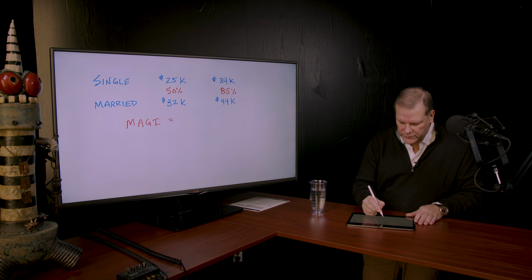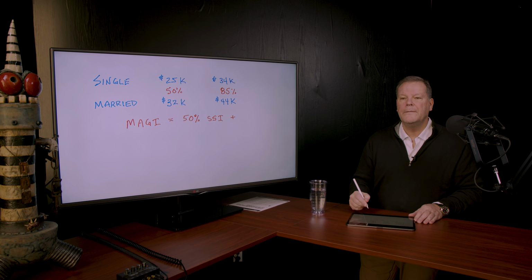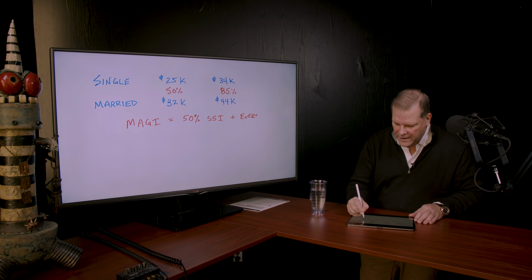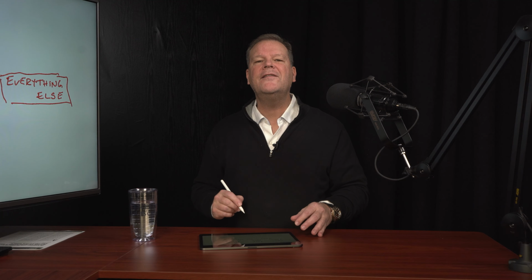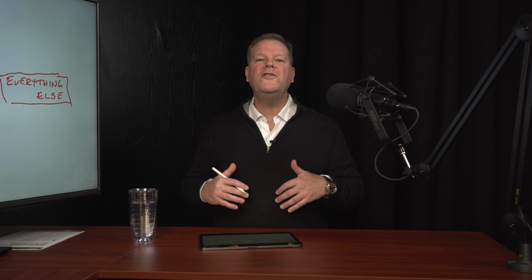It works like this. It is equal to 50% of your Social Security income. So whatever you get gross for Social Security, you take half of that number, plus, here's the fun part, everything else. Here's the deal. What do they mean by everything else?